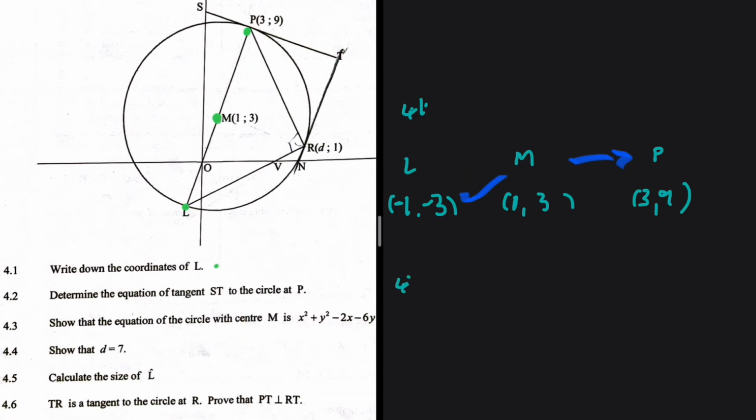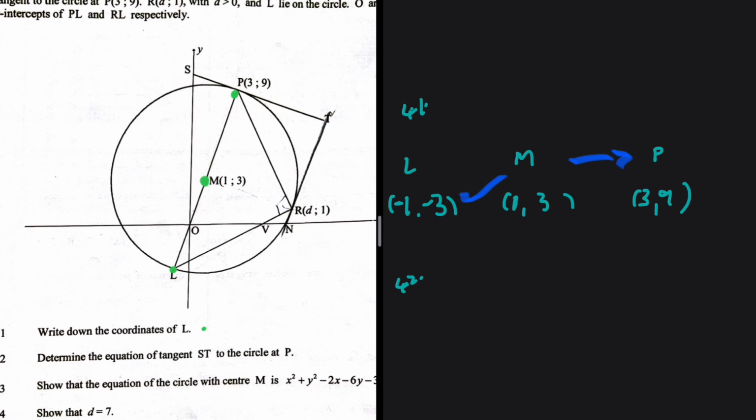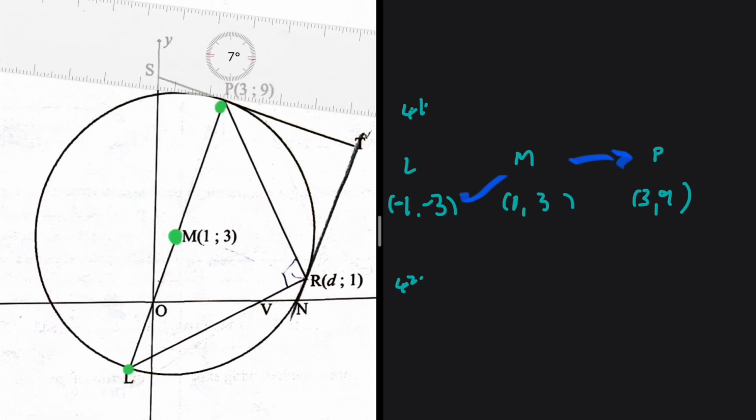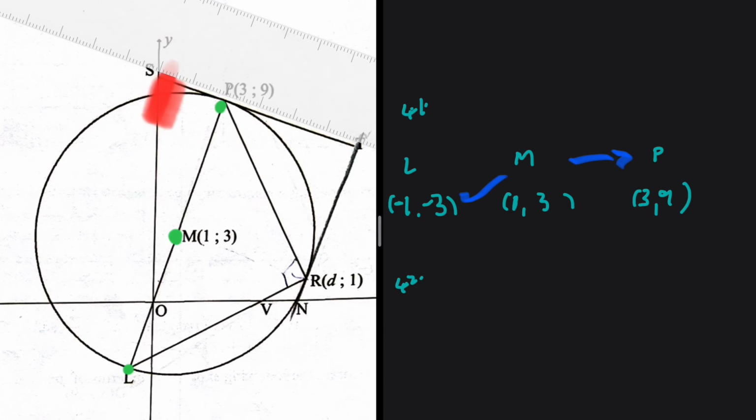4.2: determine the equation of tangent ST to the circle at P. So we are interested in the tangent ST. Let me just highlight that. So this is ST. This is ST.